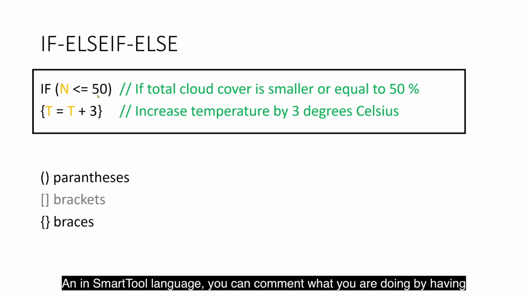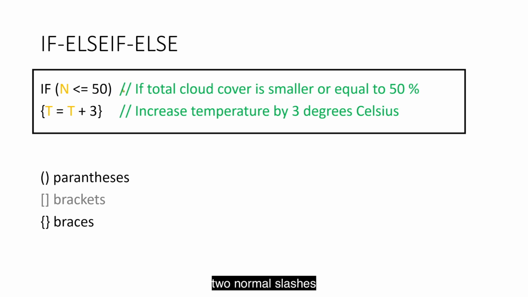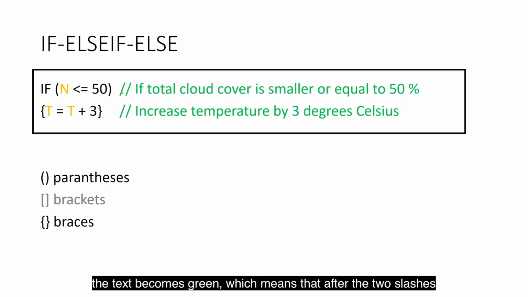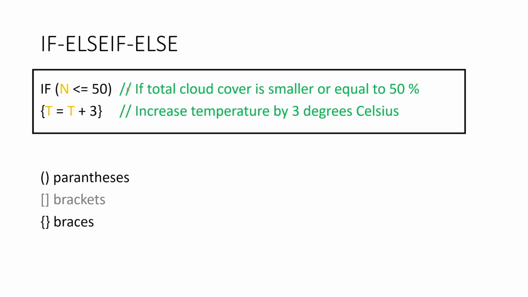And in SmartTool language, you can comment what you are doing by having 2 normal slashes. The text becomes green, which means that after the 2 slashes, SmartMet is not taking those into calculation. You can also comment using your own language.